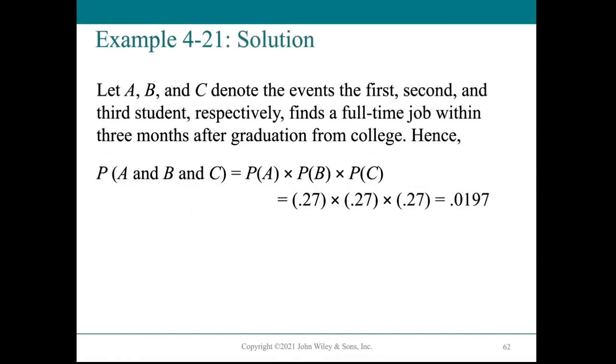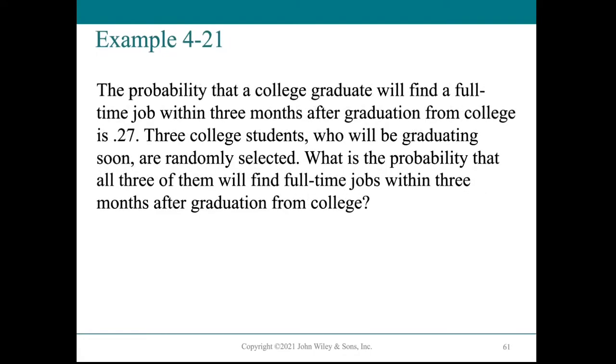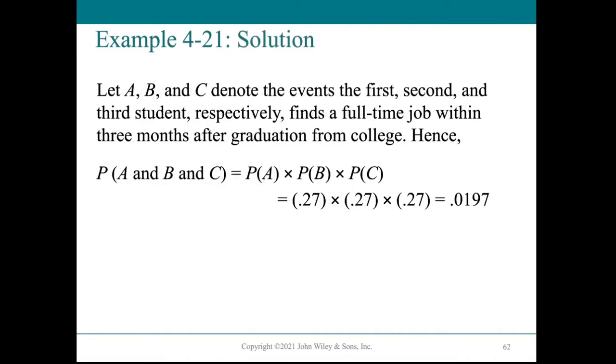So let's say A, B, and C. We denote them as student A, student B, and C. The condition here is that we want to calculate that all 3 of them must be able to find full-time jobs within 3 months. The probability of a certain person getting a full-time job is 0.27. Meaning, probability of A getting a full-time job is 0.27. Probability of B getting a full-time job is 0.27. Probability of C getting a full-time job within the time frame is also 0.27.